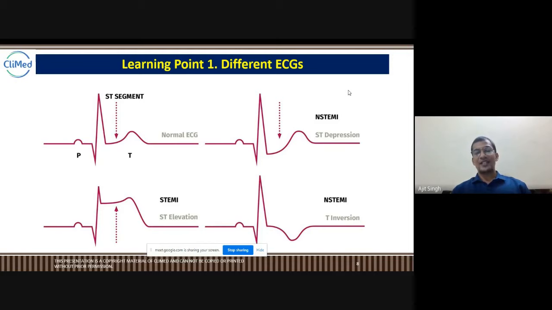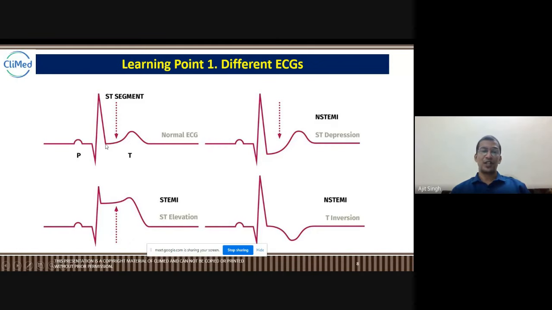You can see all the different ECGs here, and you can define what is STEMI and what is NSTEMI. First, you can see the first picture on the upper left-hand side. It is a normal ECG. In the normal ECG, the P wave looks like this. Then it will start Q. This is Q wave. This is R, this is S, and this is T. And this segment is called the ST segment.